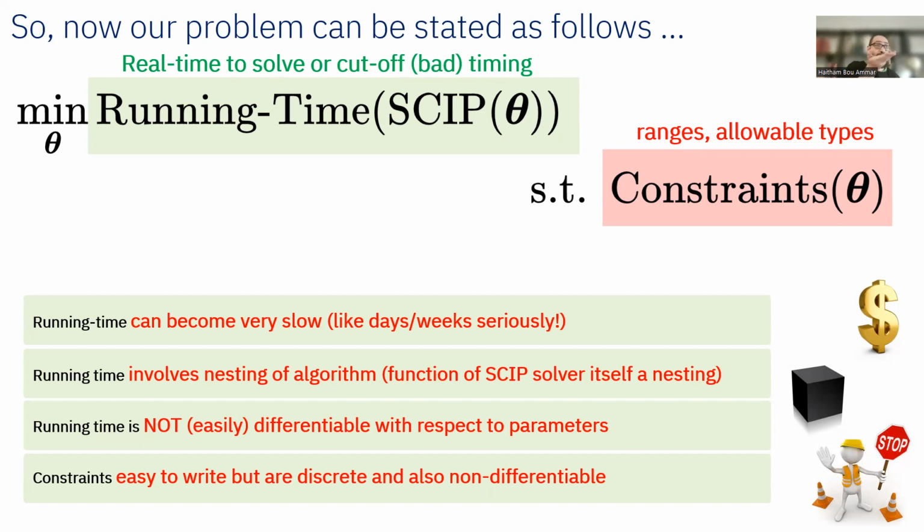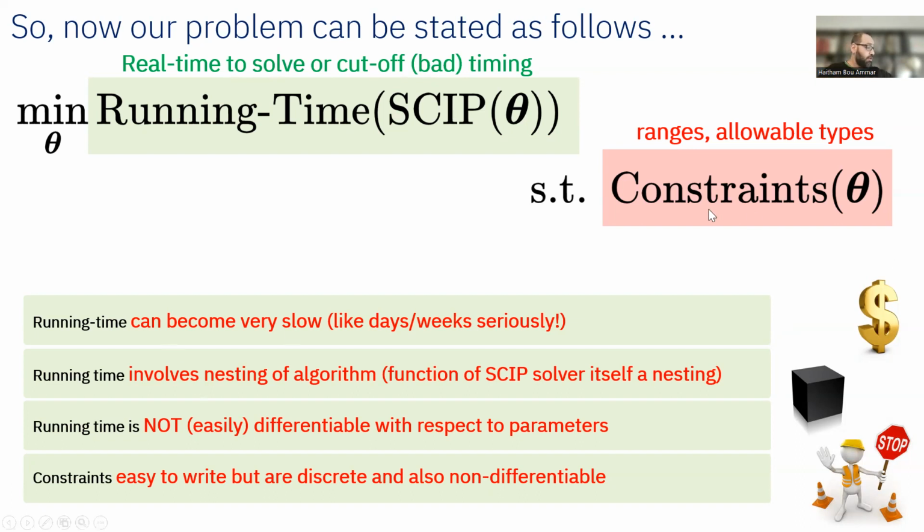Now, the SCIP itself also involves a nesting of algorithms, because depending on this theta parameter, different heuristics get executed. So it's really very difficult to write this running time SCIP in closed form because of this nesting, and because it's very hard to model running time in general. And if you notice, it's also very difficult to compute the gradients of this, because there are variables that are categorical or Boolean or integers that are hard to differentiate through.